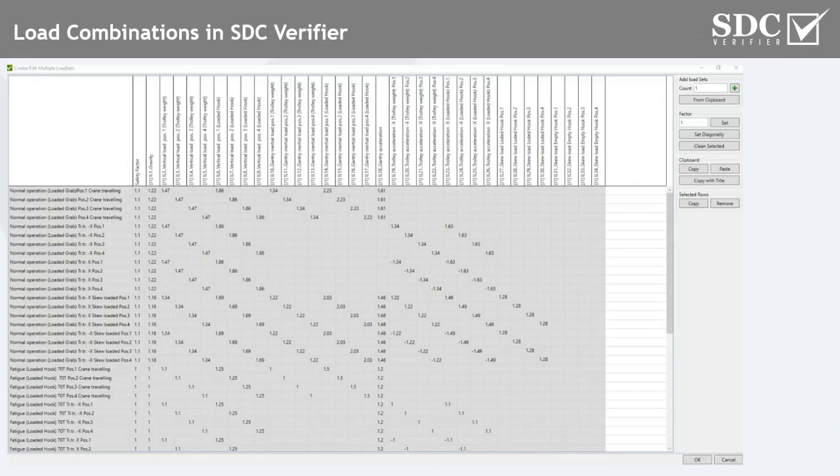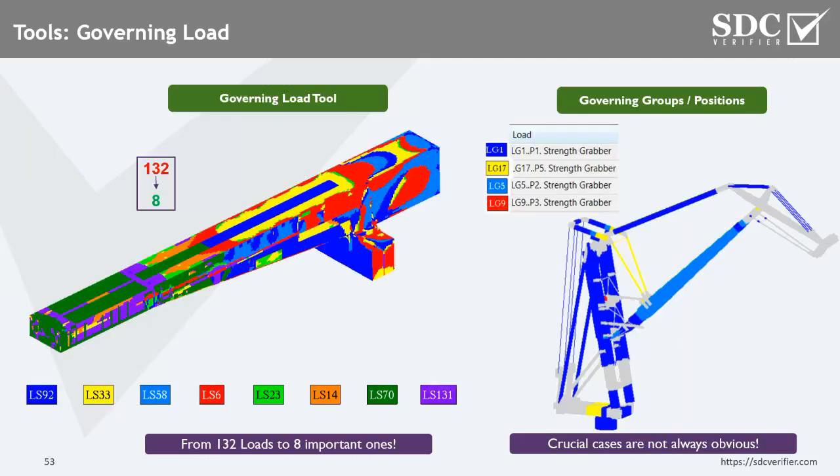But then there is a question. Okay, we have these hundreds and thousands of different load cases for our crane. Which one is really important? I mean, do I need to calculate all of them, especially when I do some reinforcements? So like in this case, we had 132 different load cases, but it turned out that only 8 are really important. For example, load set 70 causes the highest stress values at the green regions, yeah, and not the others.